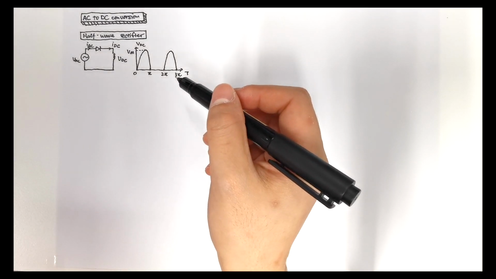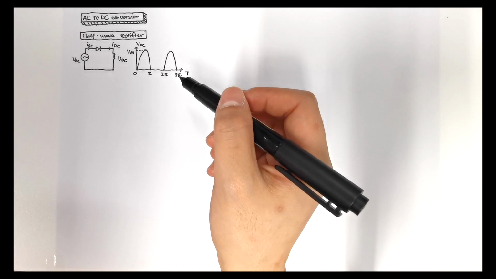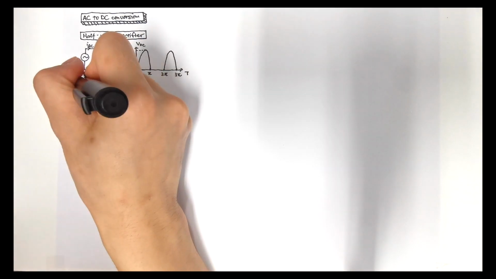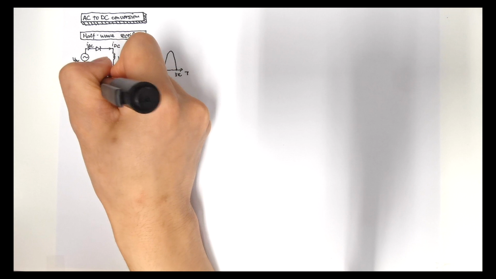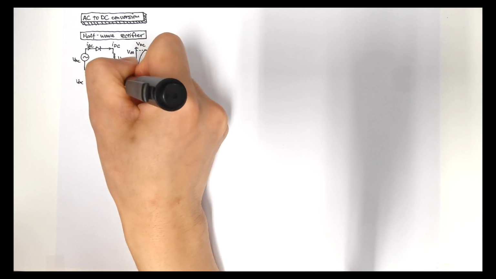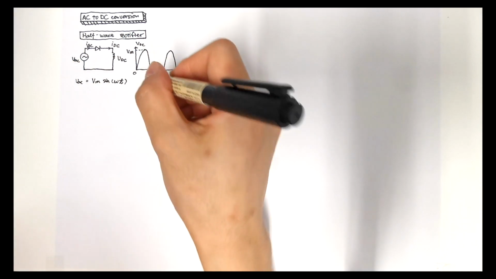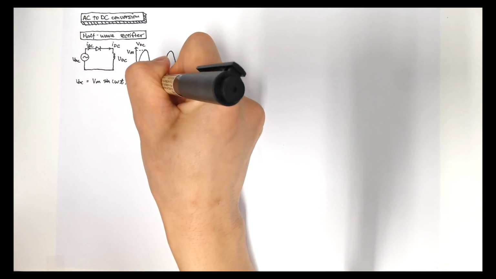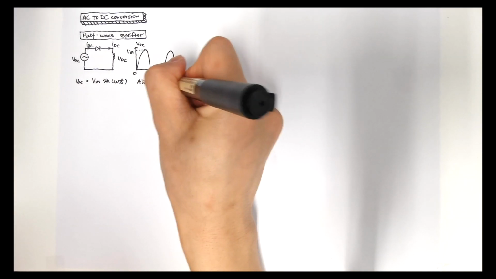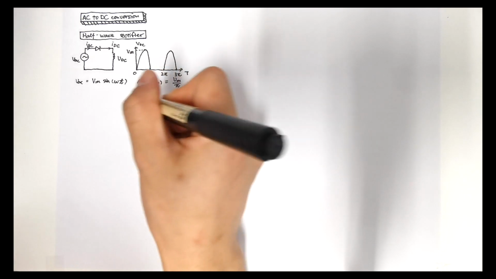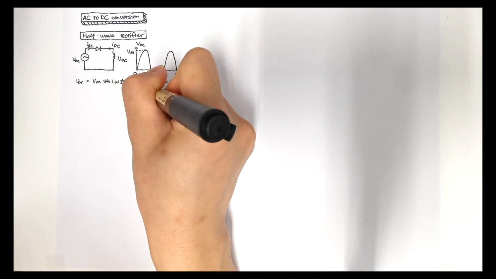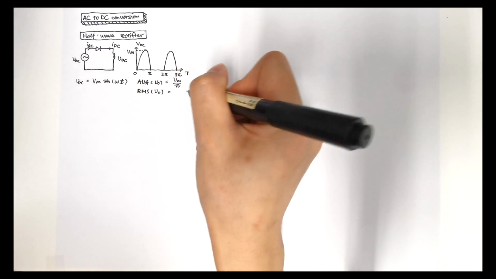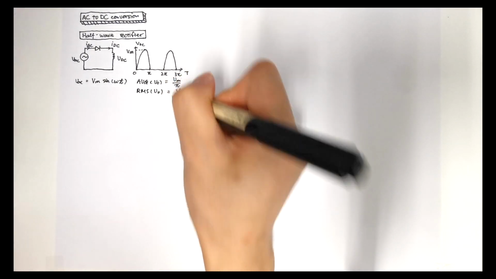The easiest way to do this job is to use one diode. The topology looks like this. The output looks like this. We only have the positive half of our input. If the input VAC is Vm times sine omega t, then our average Vout is Vm divided by pi, and our RMS value of Vout is Vm divided by 2.